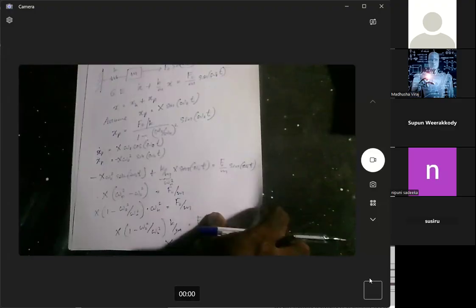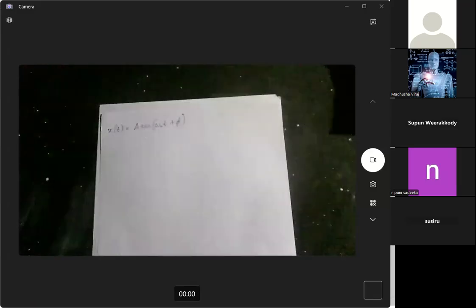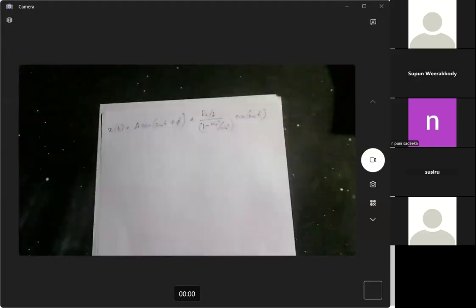And now we can write the full solution. Our solution is x is equal to A sine omega n t plus phi, plus f naught over k divided by 1 minus omega naught squared over omega n squared, into sine omega naught t. Right, so this is the total solution.